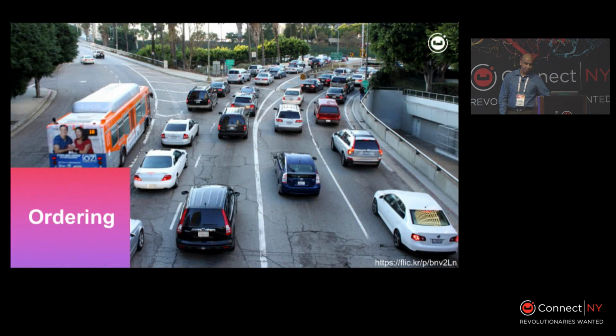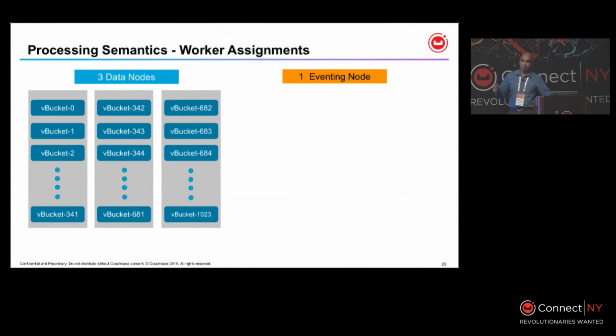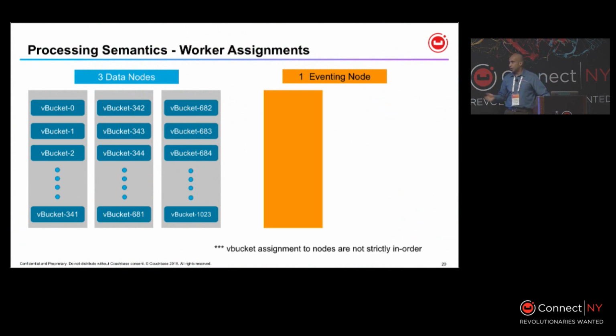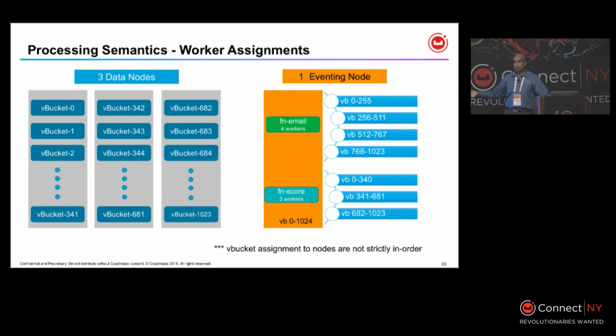One quick question on ordering, because this keeps coming up. Just a detail of the implementation. Let's say you have 3 data nodes. The bucket is automatically partitioned across vBuckets. And let's say you have one eventing node with one function with 4 workers. The vBuckets will be divided among the 4 workers, so all the vBuckets will go to that particular worker. If you keep adding more functions, it automatically gets divided by 3. In this case, I have one more function with 3 workers, 1024 divided by 3.